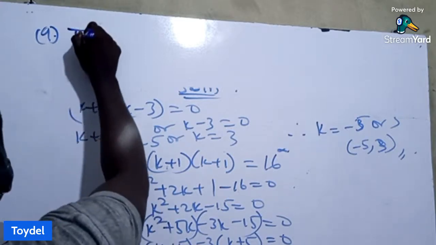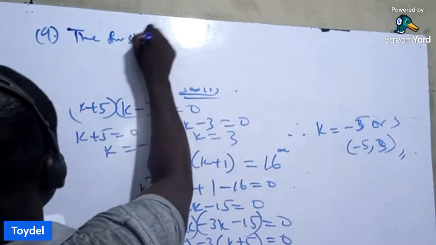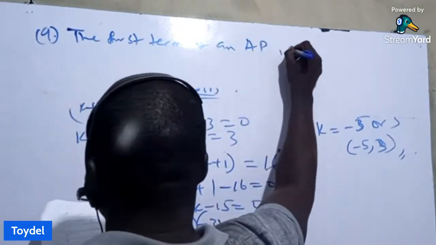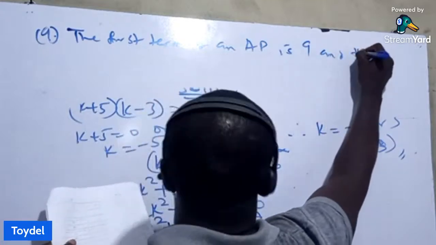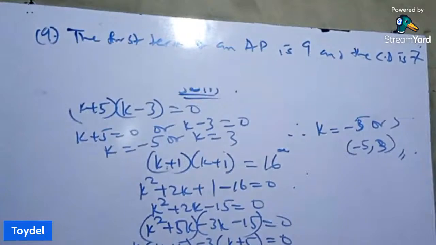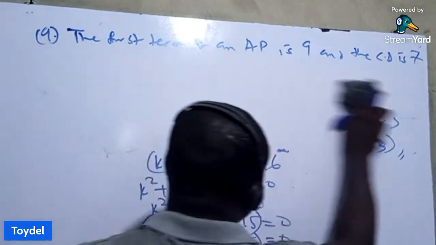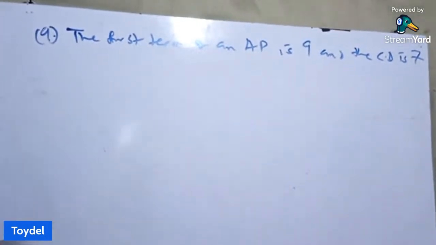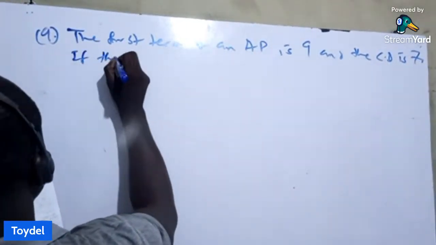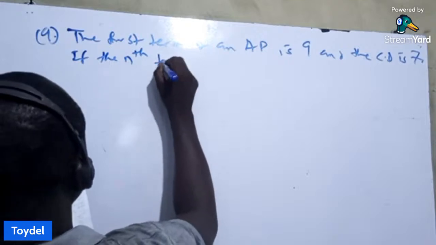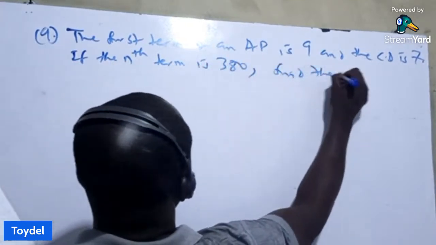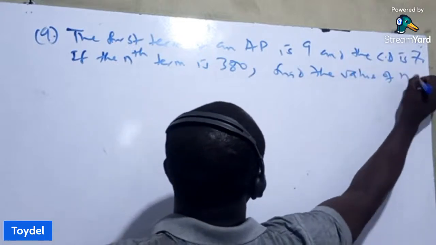This question says that the first term of an AP, arithmetic progression, is 9, and the common difference is 7. The first term is 9, the common difference is 7. So if the nth term is 380, find the value of n.